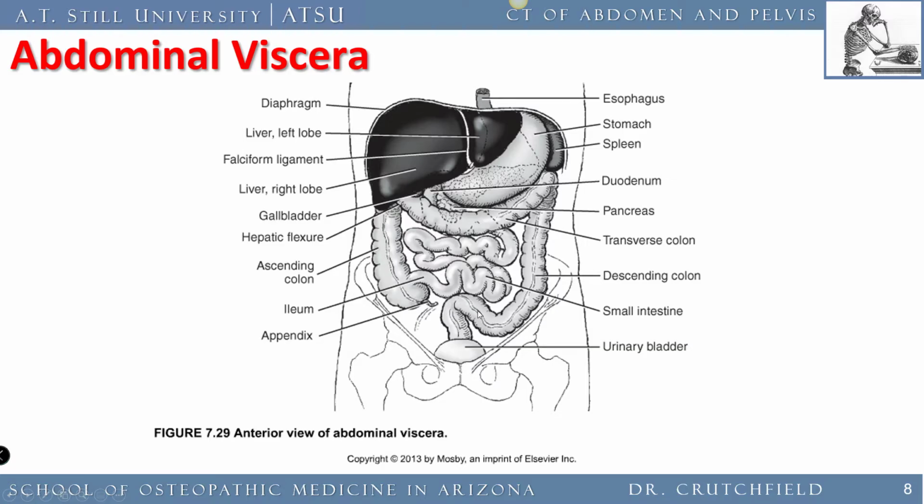Sigmoid colon is here. Remember, the sigmoid colon has its own mesentery, so it is actually considered intraperitoneal. Ascending colon and descending colon are secondarily retroperitoneal. This is not clinically important. It is minutia. Transverse colon, the right lobe of the liver, left lobe of the liver, and here's the falciform ligament. And the round ligament or ligamentum teres would be right there.